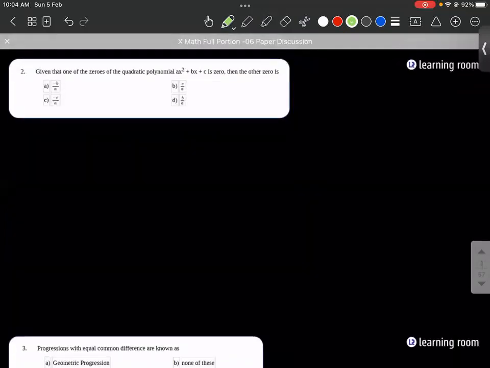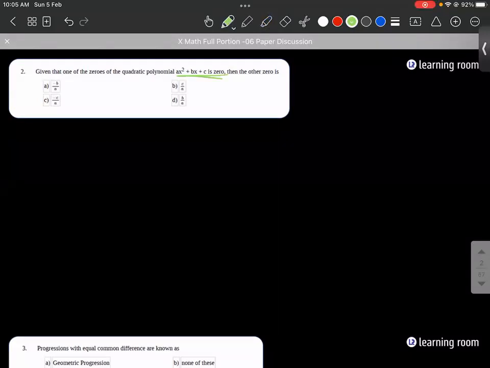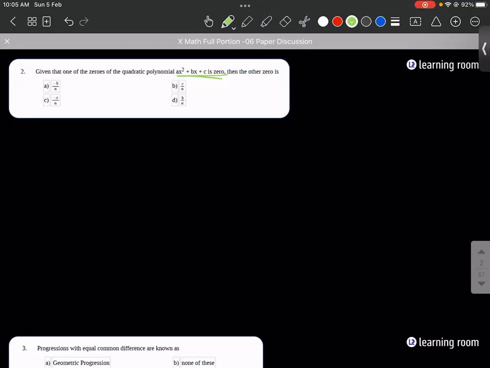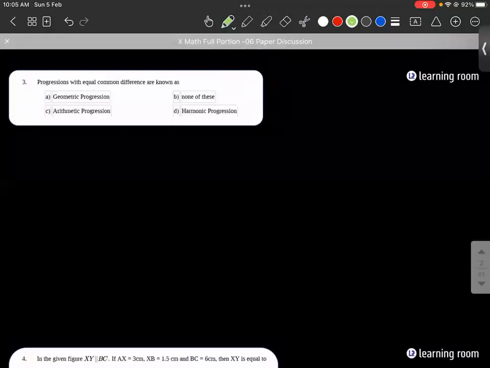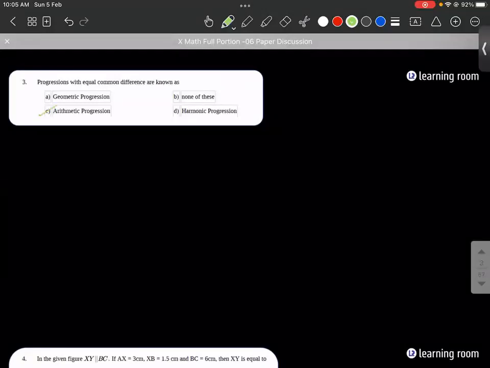So given that one of the zeros of the quadratic polynomial is 0, then the other zero is minus b by a, because alpha plus beta is minus b by a. One of them is 0, so the other will be minus b by a. Progressions with equal common difference are known as arithmetic progressions.